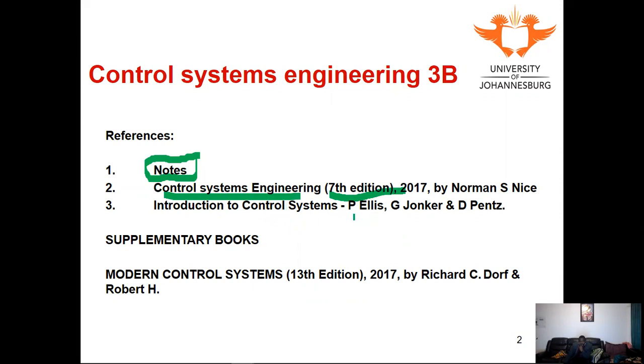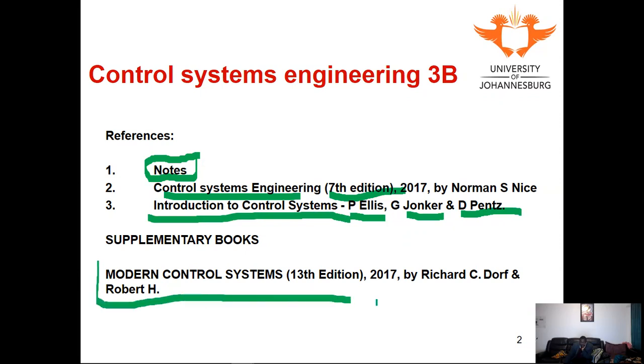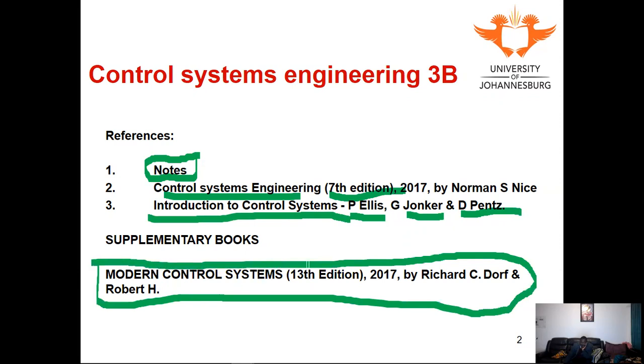There is also another book which I haven't looked at myself in person. I found it in a study guide developed by Prof. Shongwe, a professor who offered the subject before me, so I trust his judgment. It's a book by P. Ellis, G. Jonger, D. Pence, Introduction to Control Systems. Some other supplementary book, which you can consider downloading from online sources, is Modern Control Systems, 13th edition by Richard C. Dorf. So, as explained, most of the content will come from the notes.